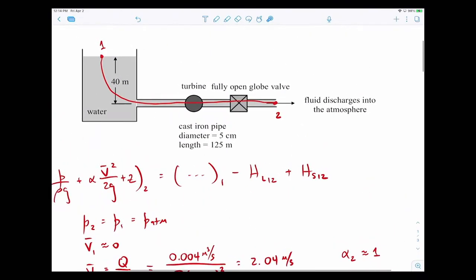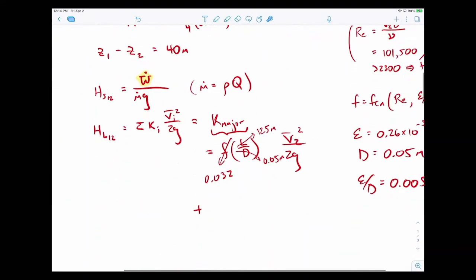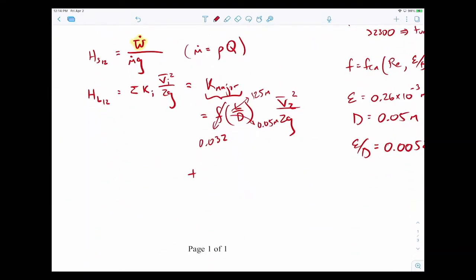What about an exit loss? There is none because we're not going into some other big tank. It's just coming straight out. It's just discharging into the atmosphere. So in the end, we have K entrance. I'll come back to the velocity head term in a moment. And then we also have the K valve.